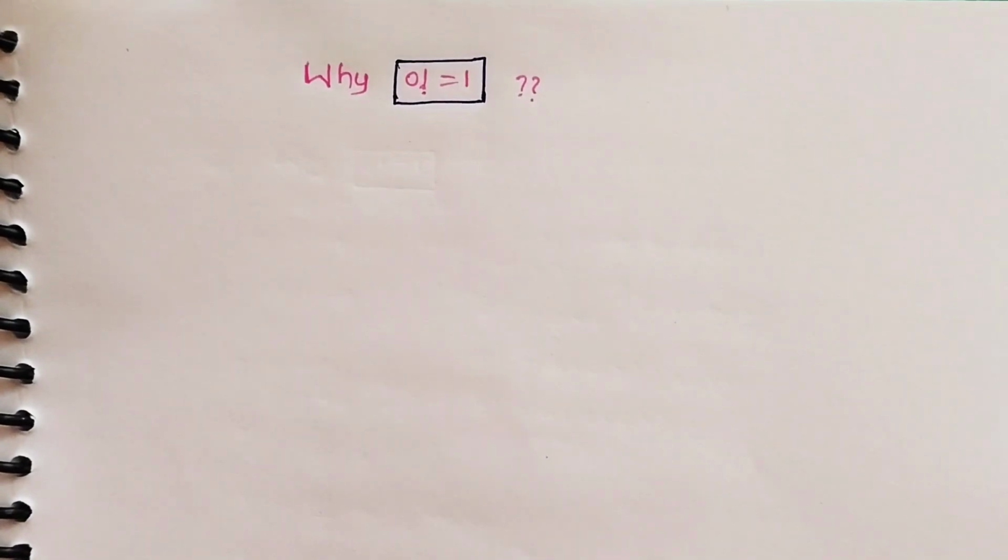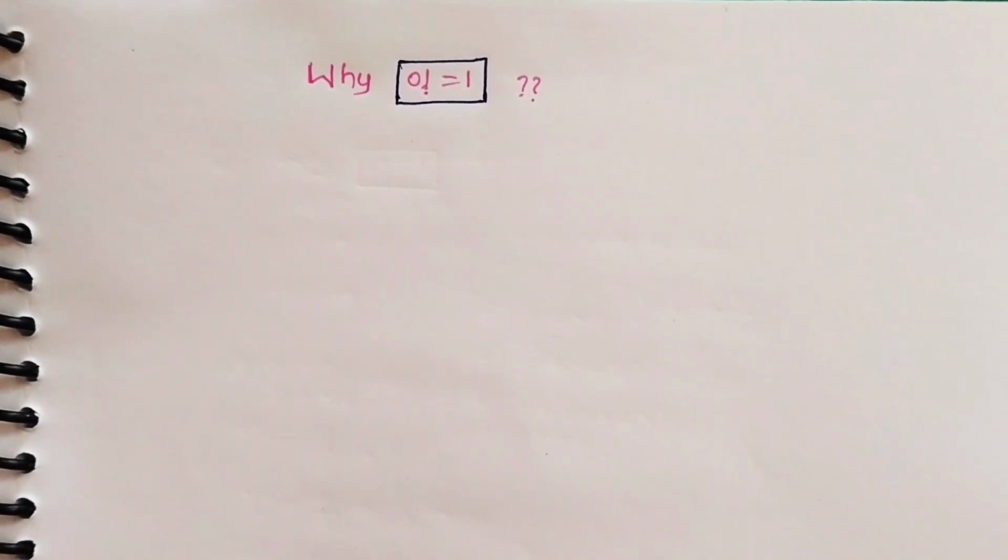Hi guys, in this class let us try to know why 0 factorial is equal to 1. We know that 0 has no value, then why is it equal to 1? Let's see.